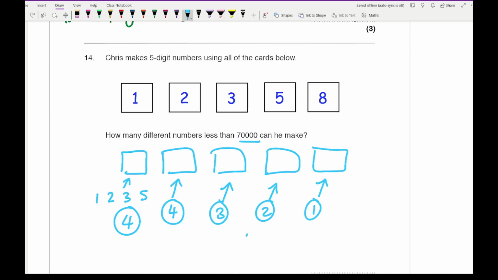So here I'm going to do 4 times 4 times 3 times 2 times 1. So 4 times 4 times 3 times 2 times 1 gives me an answer of 96.